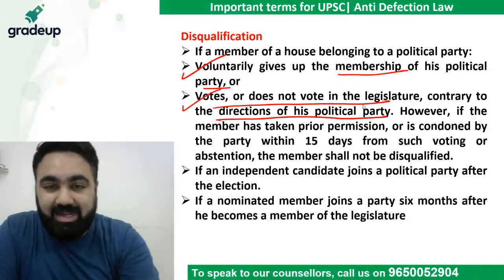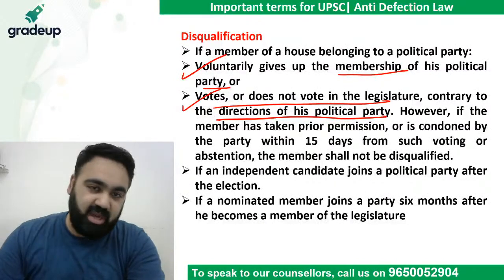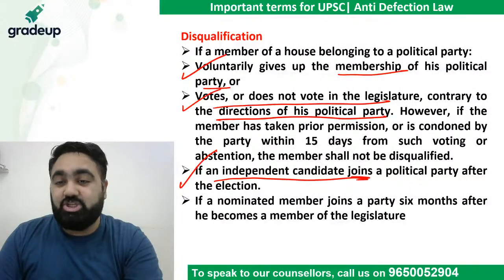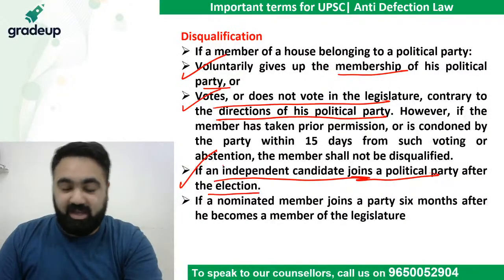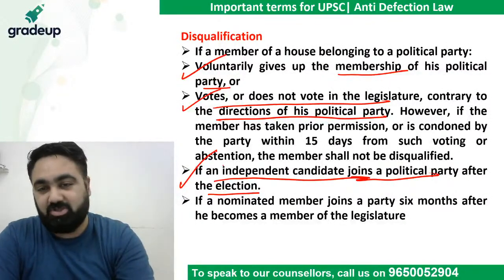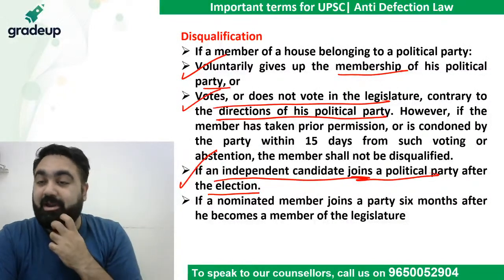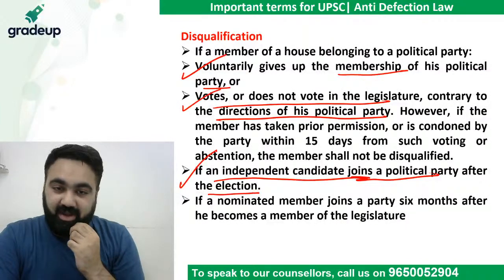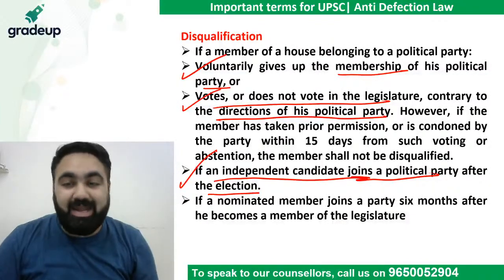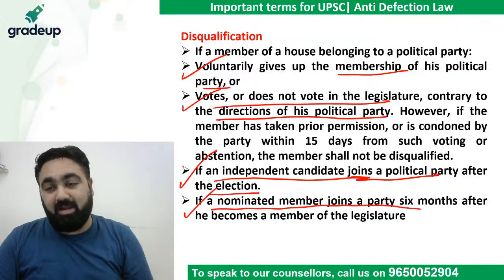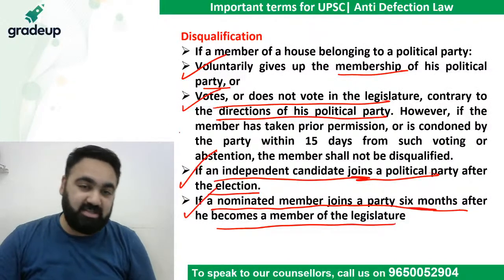Third, if an independent candidate, the candidate who does not belong to any political party, joins a political party after the election, then again the person will be disqualified. So if an independent candidate joins a political party, the person will be disqualified. And last, if a nominated member joins a party 6 months after the person becomes a member of legislature.